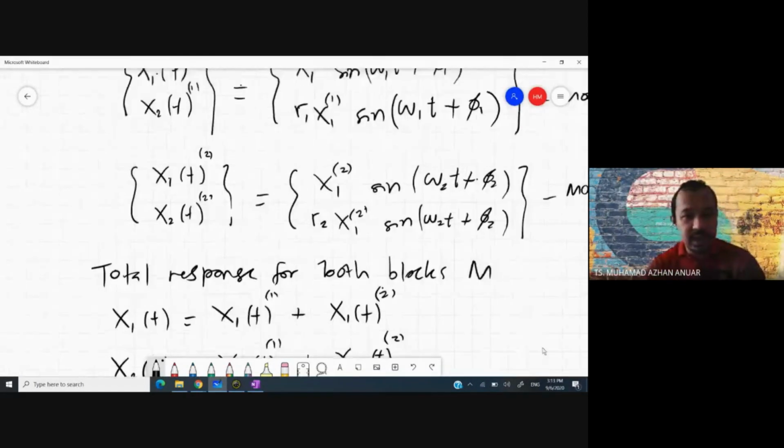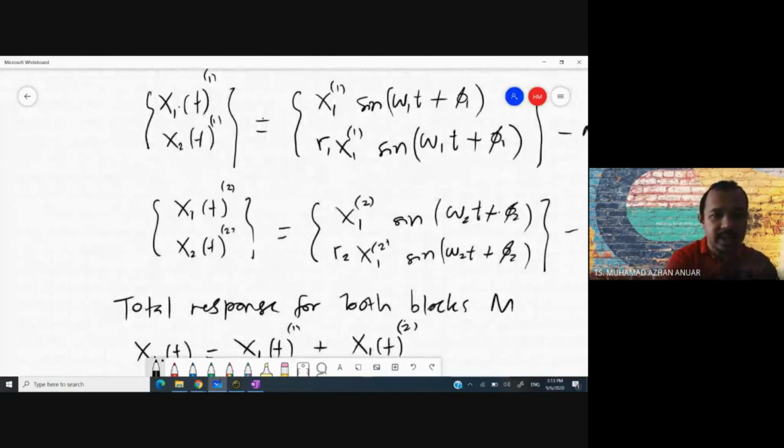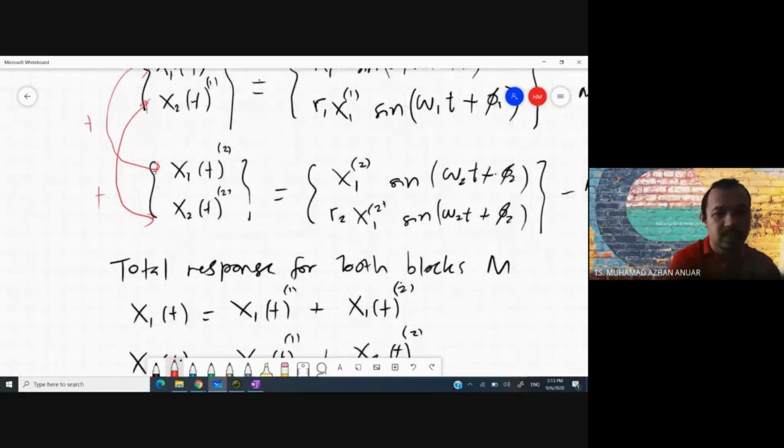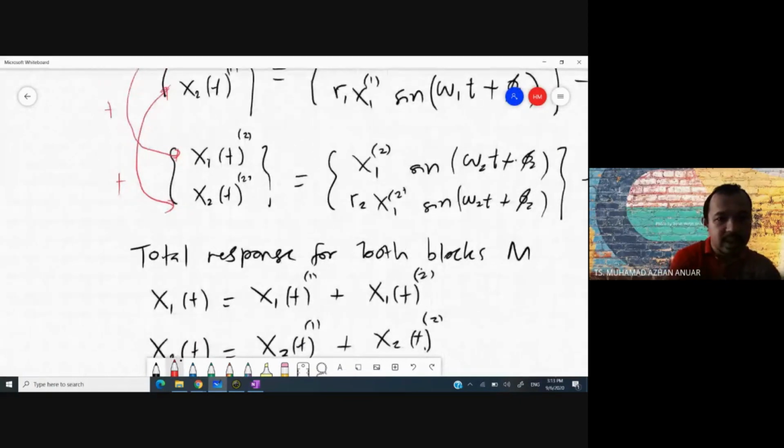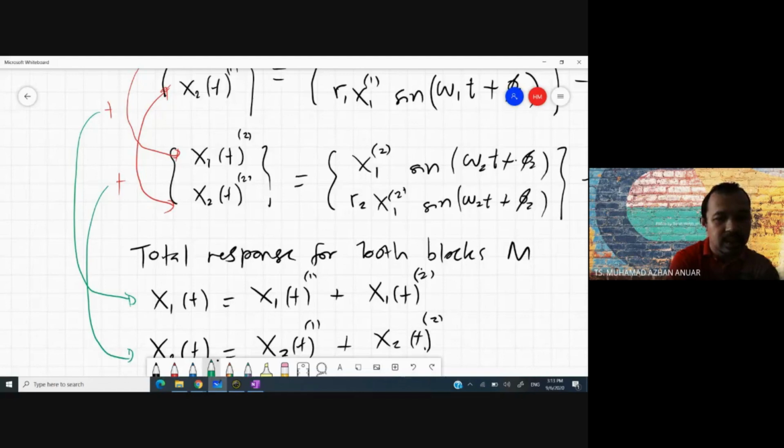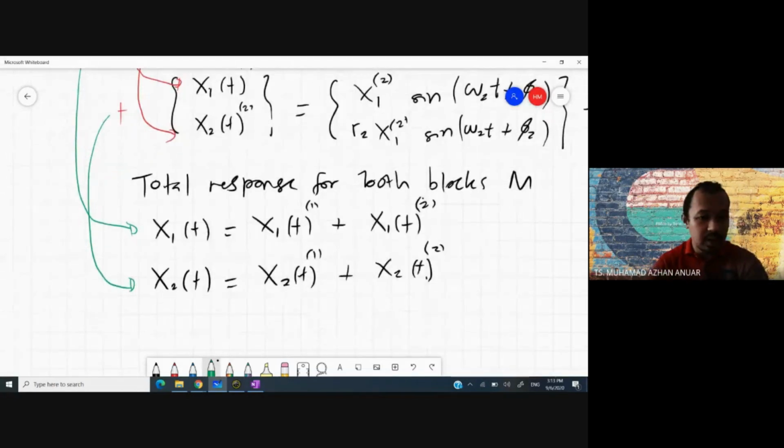Okay, so that means we can add up this one. We can add up this X1 and X1. So you should plus this one, and then this one and this one, you should plus this one. In order for us to get, okay, so let's use the green color. So you get this one, and then this one, you get the second one. Okay, so that is the total response of the system.